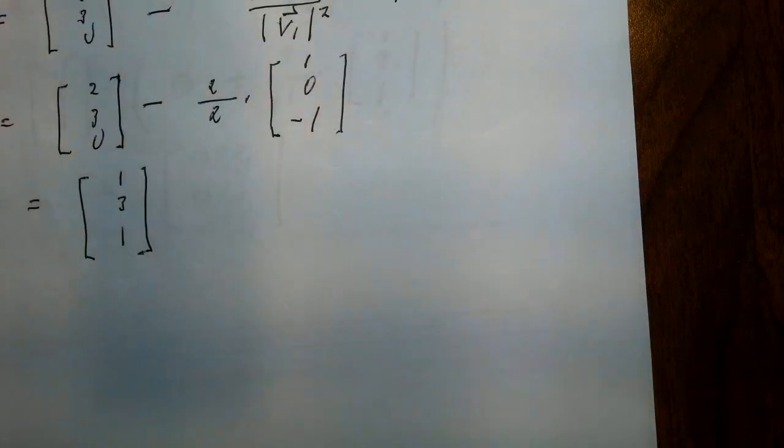So this is an example in 2-space. Let's take a look at an example in 3-space. So I have 3 vectors.